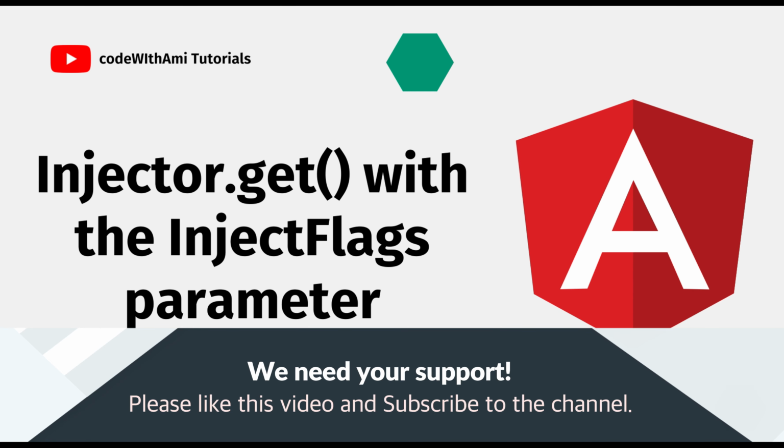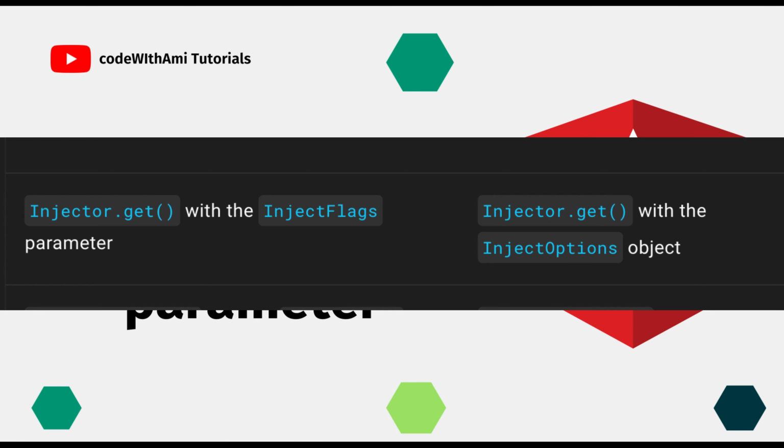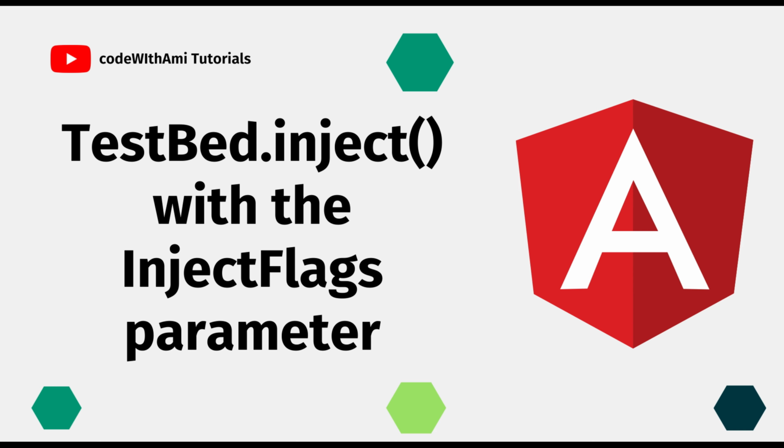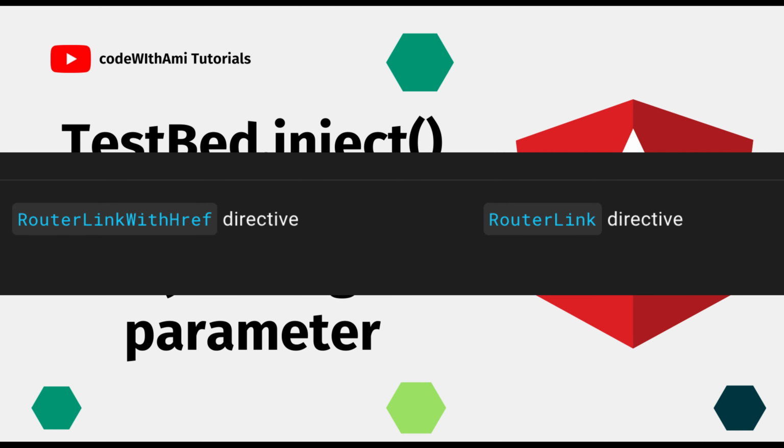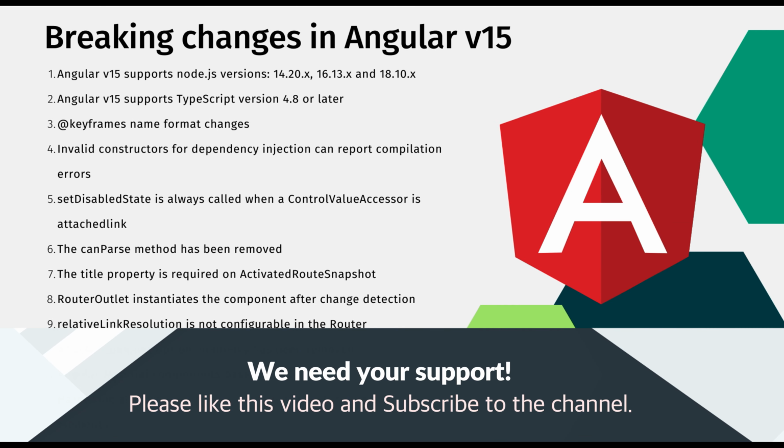Apart from that, the second thing is that the injector.get method with the inject flags parameter is replaced by the injector.get method with the inject option object. Another one is that the TestBed.inject function with the inject flags parameter is replaced by the TestBed.inject function with the inject options object. RouterLink with href directive is replaced by the RouterLink directive. These were the deprecations. Now let's talk about the breaking changes.